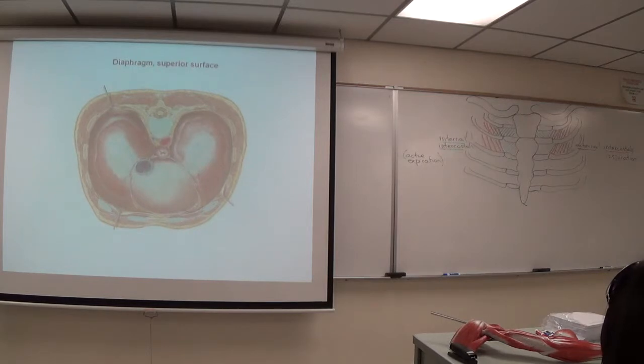So the diaphragm increases the superior-inferior diameter, and the intercostals affect the anterior-posterior diameter. Alrighty? Now those are actual muscles of respiration, either inspiration or expiration. We're going to look at muscles that function as accessory respiratory muscles.